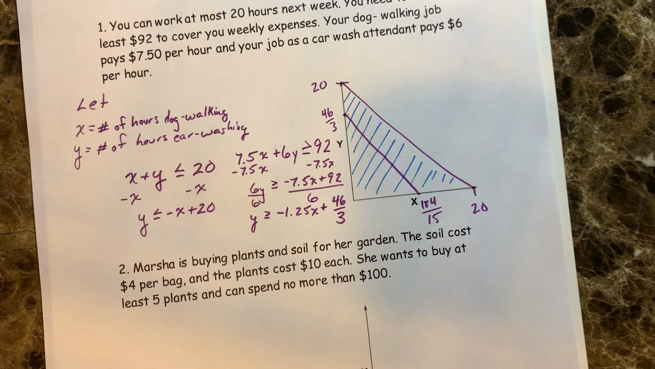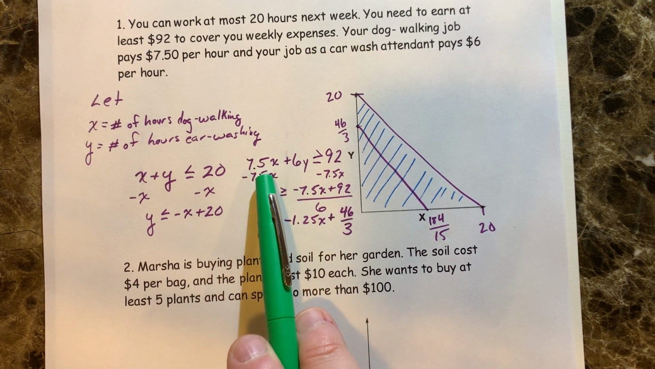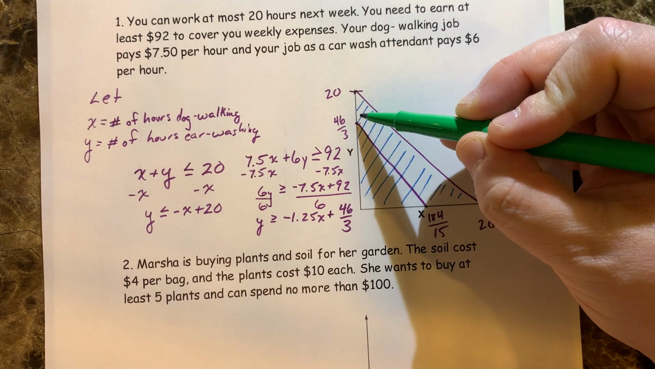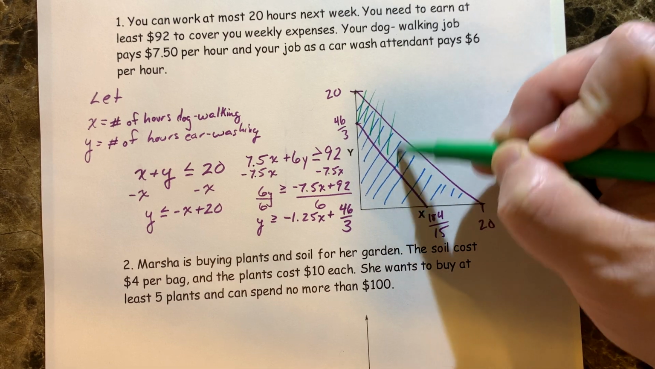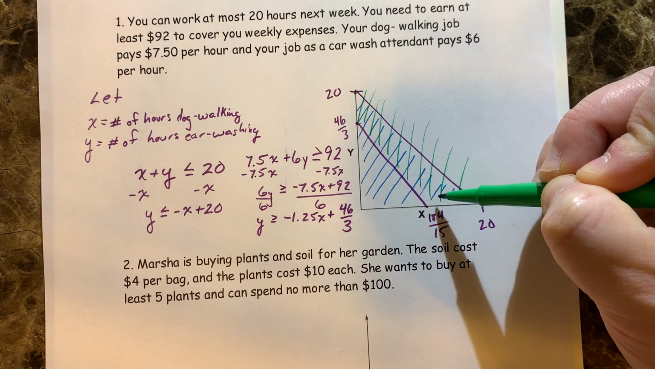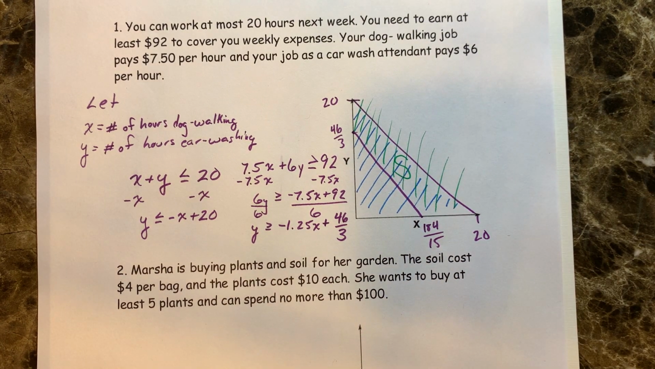But for our other graph, if we put in 0, 0 for this, 0 plus 0 is not greater than or equal to 92. So for our other one, we actually want to shade away from that. And what we end up getting here is this as our overlap. That is our solution set right there.